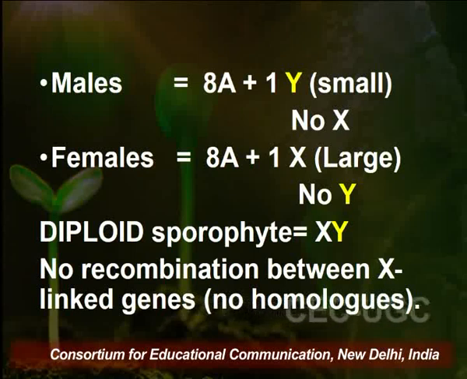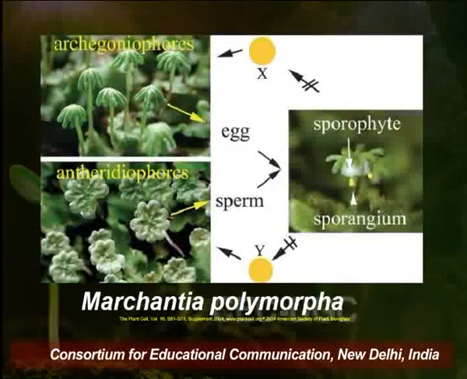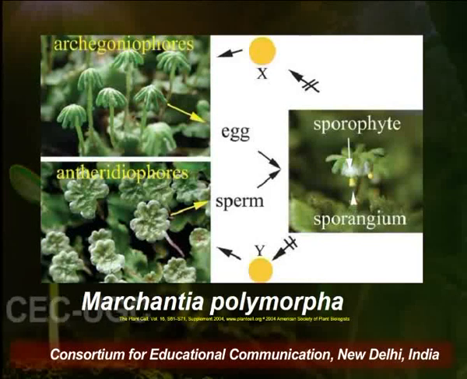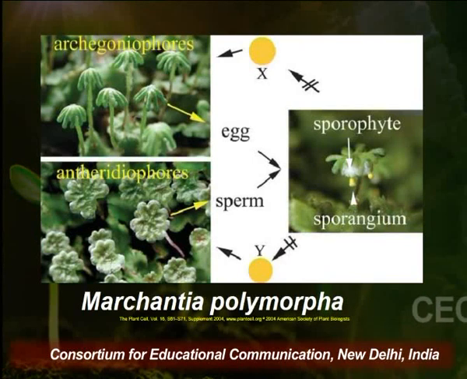So it's very interesting to know that there is no recombination between the X-linked genes, because there are no homologs. On your screens you would find a pictorial depiction of the antheridiophores and the archegoniophores of Marchantia polymorpha.